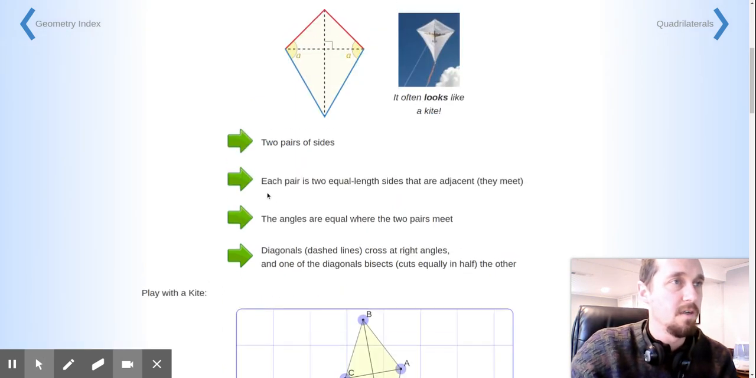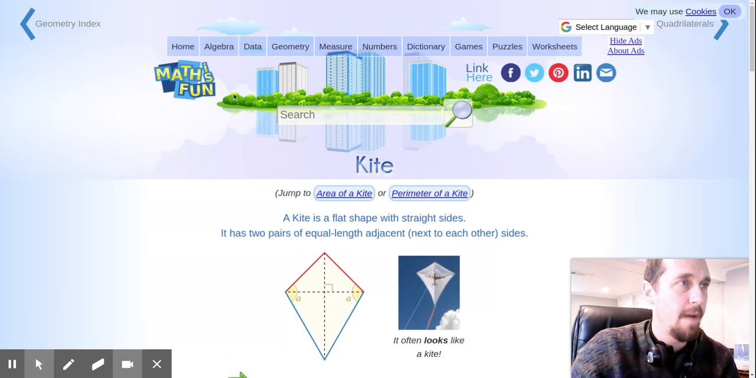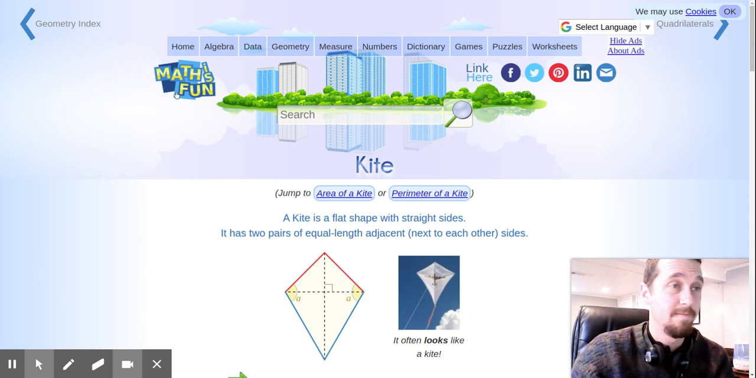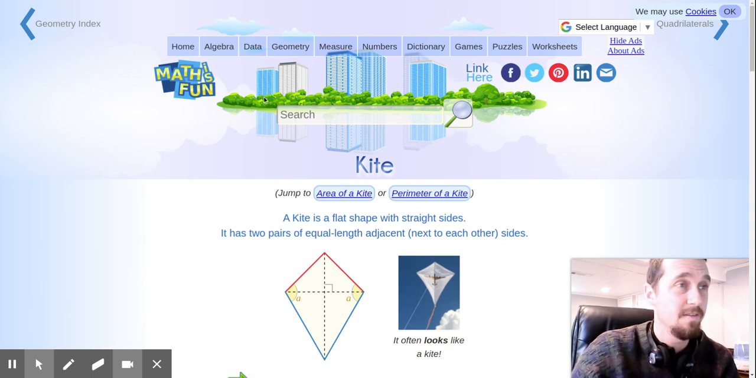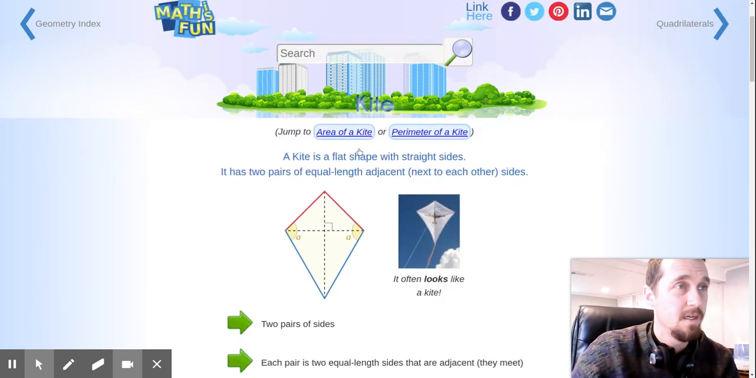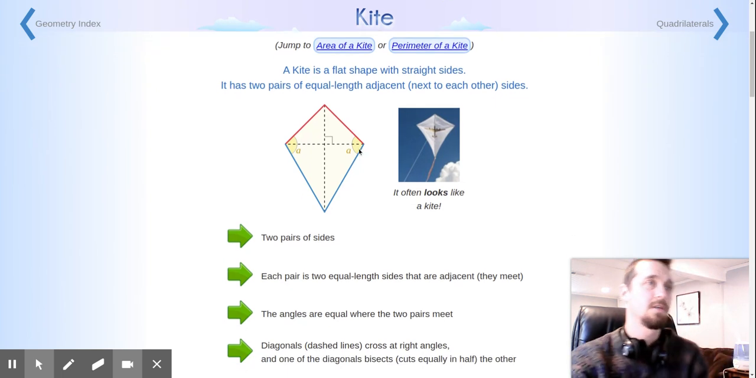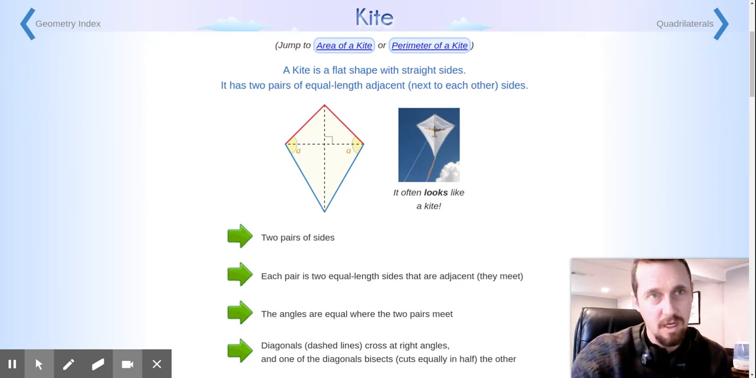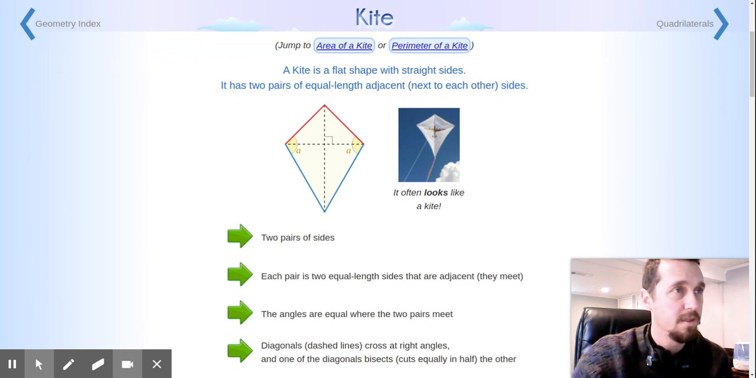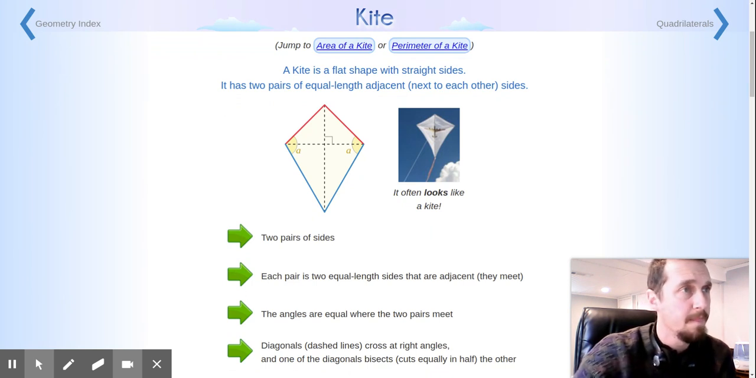So here is a website I really like. It's called Math is Fun. It's very neat. They've got a nice reflection of that city up top. And you can find stuff like the definition of a kite here, and they usually do a pretty good job of having some good information, not too much information. I'll put this link into the presentation for you.